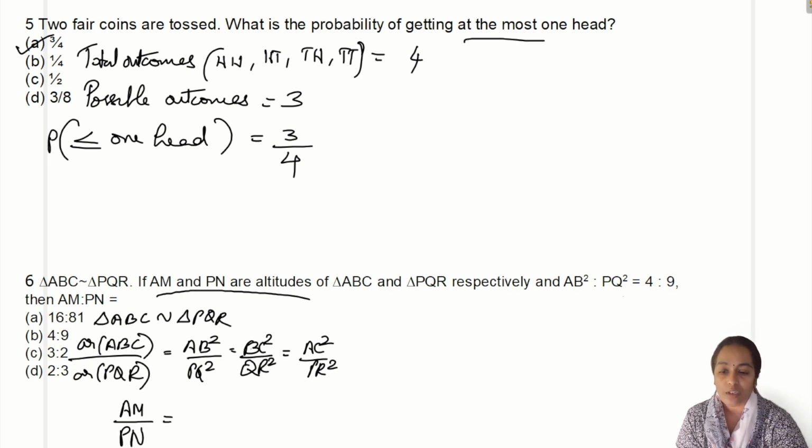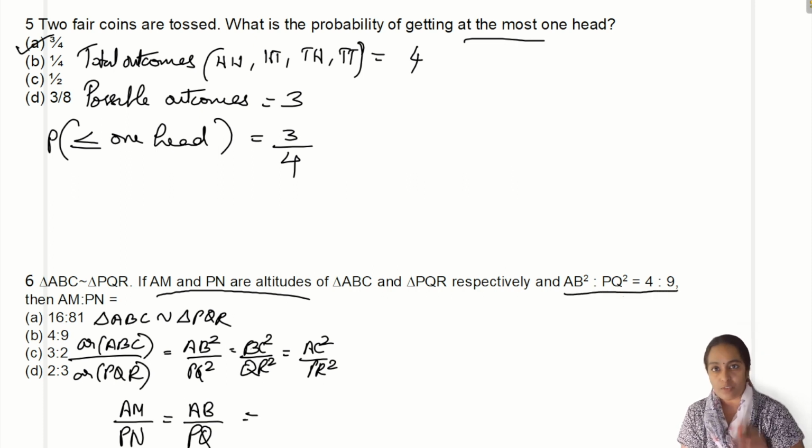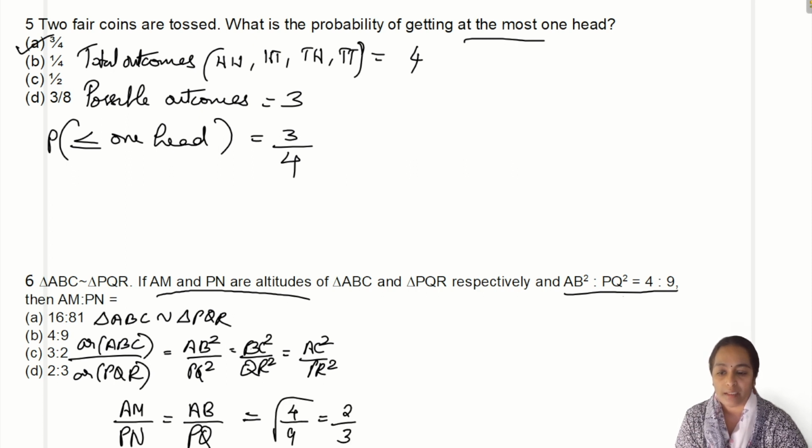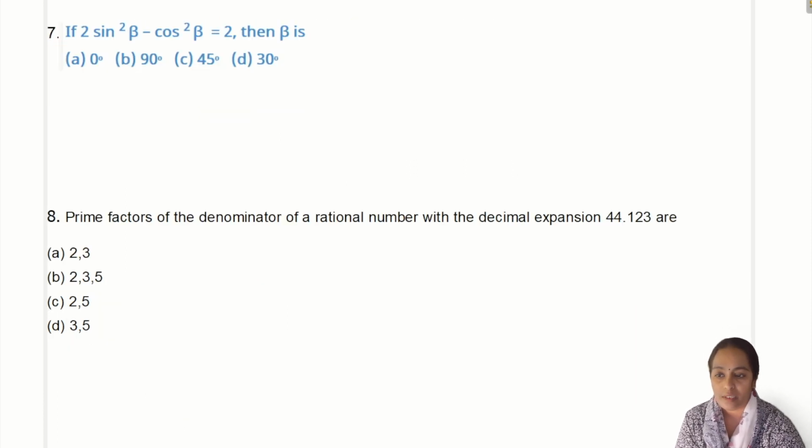So this is going to be equal to AB by PQ. AB square by PQ square is given in the question, which is 4:9. So what is AB is to PQ? AB is to PQ will be the square root of 4:9, which is going to be 2 by 3. So AM is to PN is going to be 2 by 3. So 2:3 is the answer, which is option D. Yes, students, so we have the next question here.